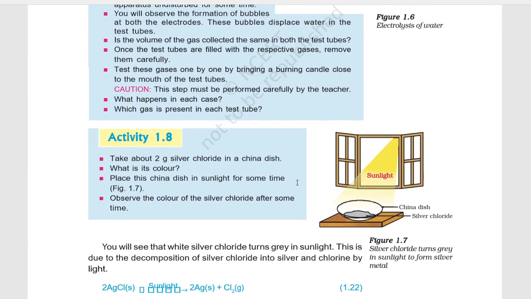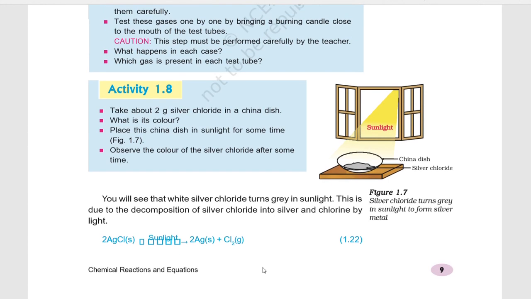Now, activity 1.8 is similar, like silver chloride. What happens to silver chloride when it is exposed to solar light? What we observe is the silver chloride color turns gray in the presence of sunlight. This is because silver chloride breaks to silver and chlorine.